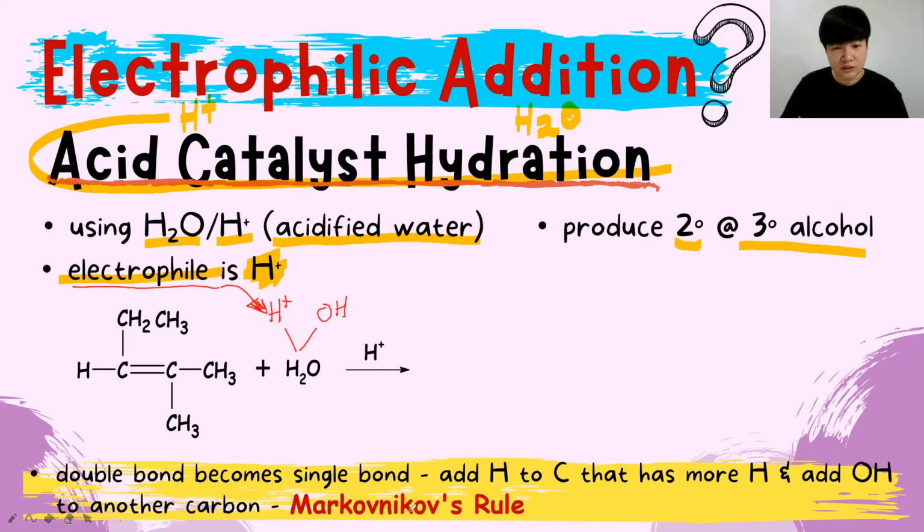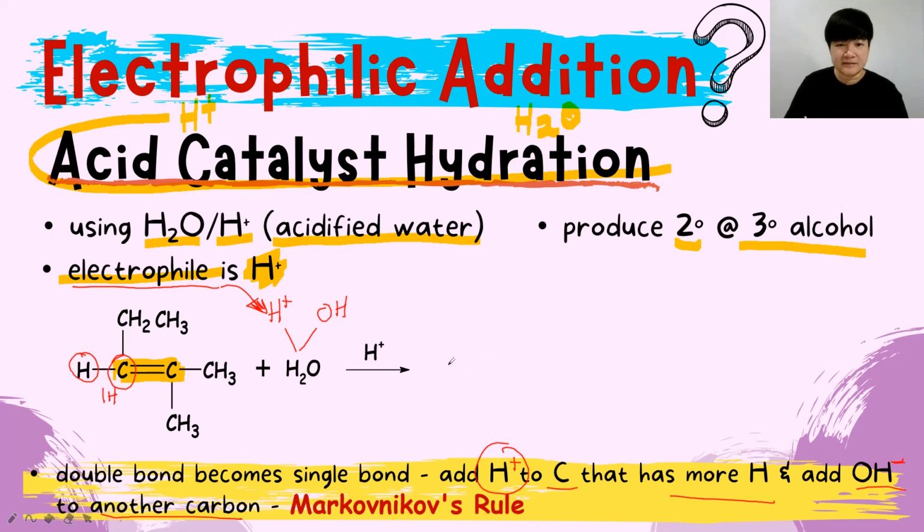And according to Markovnikov's rule, the H+ will be added to the carbon that has more hydrogen. And then we will add the OH- to the other carbon in the carbon-carbon double bond. And that's what Markovnikov said. So focus only on your carbon-carbon double bond. Check the number of hydrogens that each carbon of the double bond has. The carbon on the left has 1 hydrogen. The carbon on the right has no hydrogen. So the one that has more hydrogen is on the left.